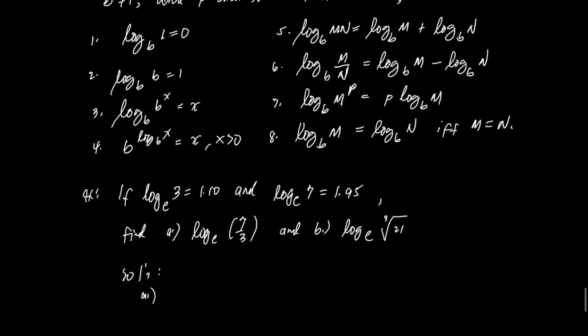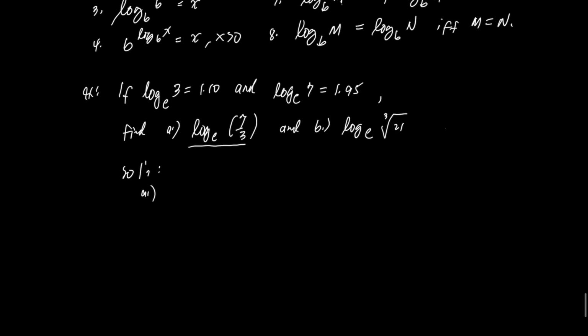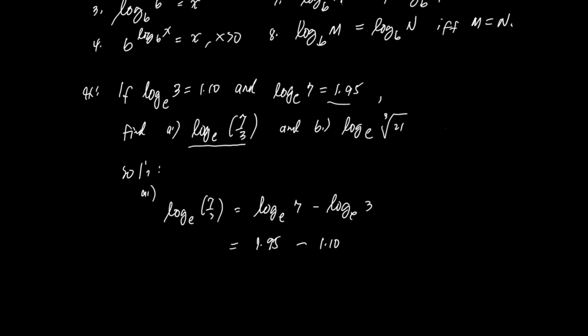Take note that this is getting the logarithm of 7 over 3. So that's division. So we can use property number 6. So we have log to the base e of 7 over 3 can just be expressed as log to the base e of 7 minus log to the base e of 3. And log to the base e of 7 is 1.95 and log to the base e of 3 is 1.10. So this is just 0.85.